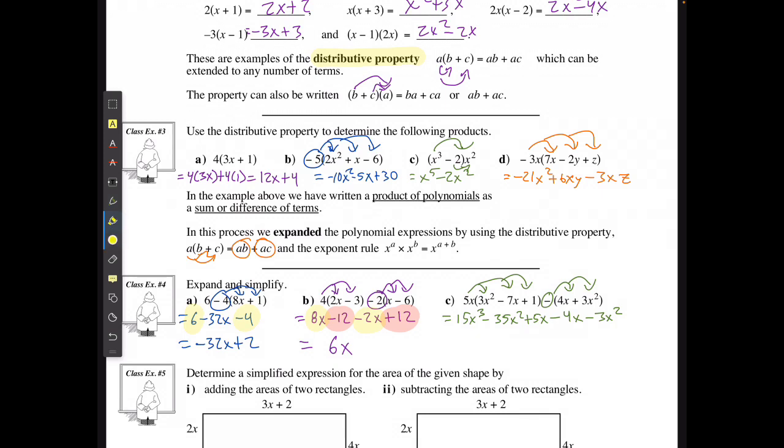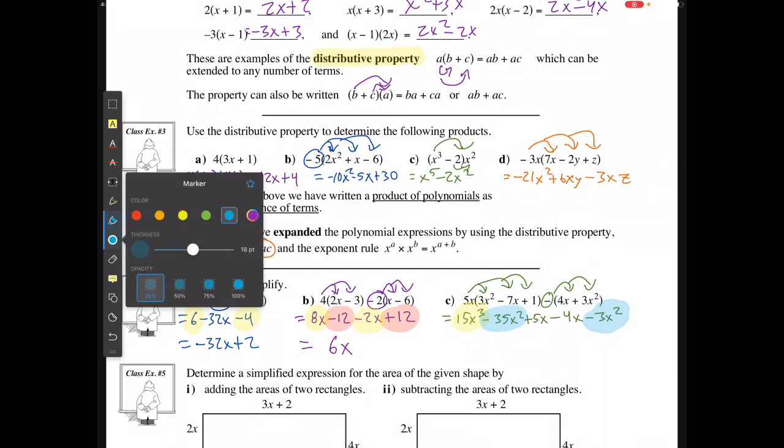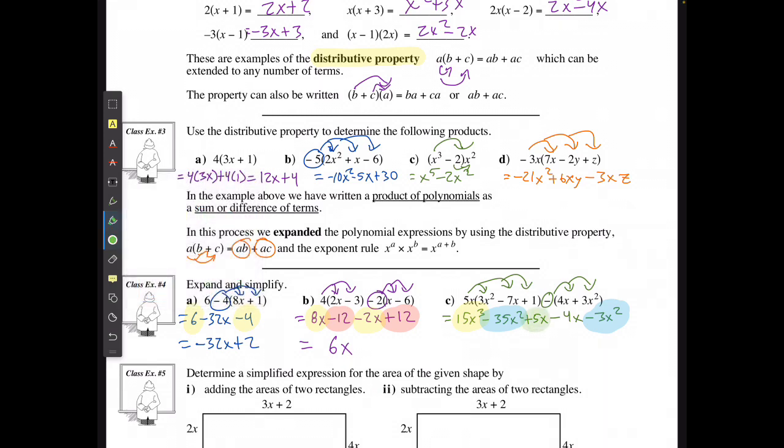I only have one x to the 3, so that's not going to have a like term. I have 2 x squareds I can combine. And I have 2 x's that I can combine. So this is going to leave me with 15x to the 3, negative 35x squared and negative 3x squared gives me negative 38x squared, and 5x and negative 4x leaves me with just 1x.